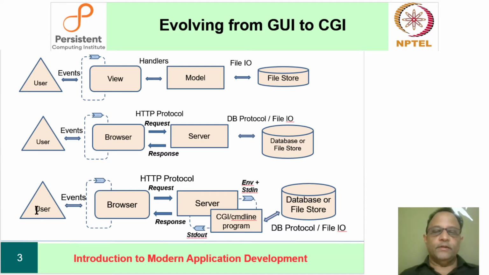Next, we saw that the user connects to the browser and the server can be made to do different things using CGI and command line programs, and we saw that these programs communicate. The CGI command line program is a distinct process, and it communicates using stdin and stdout, and can use the database or file store as the case may be. Servlets are a further evolution of the server to CGI relationship.